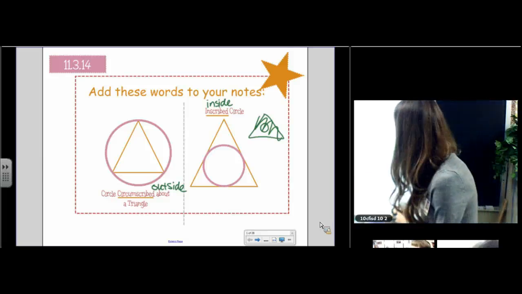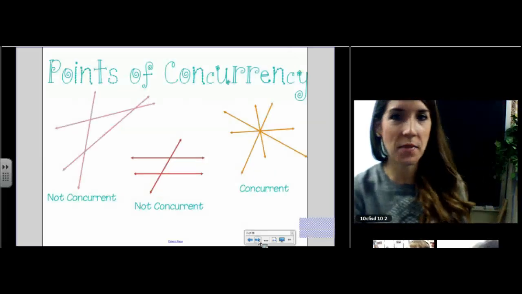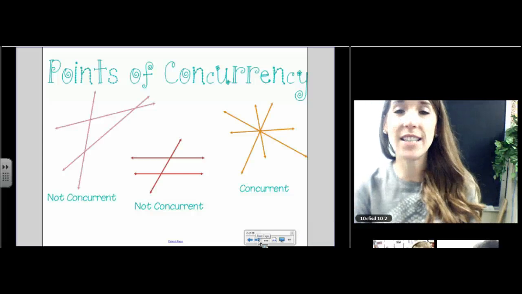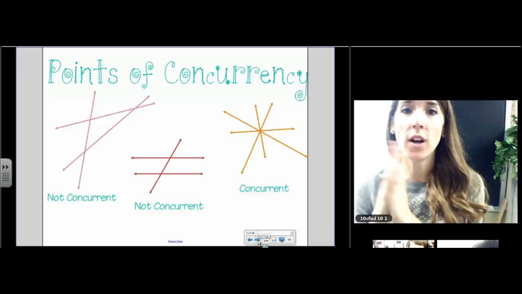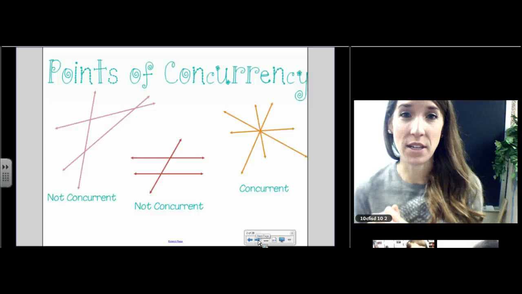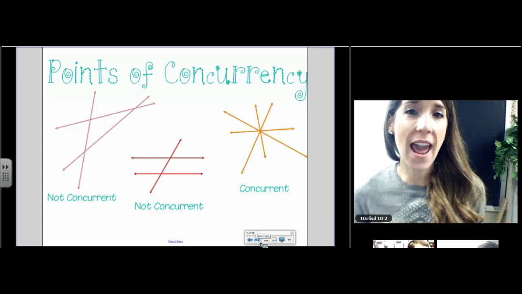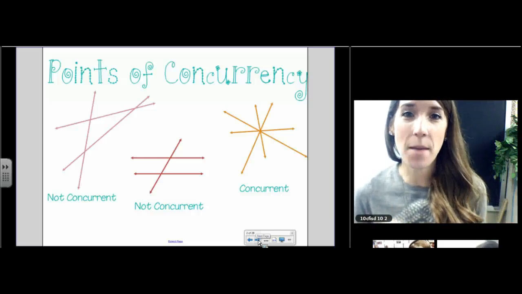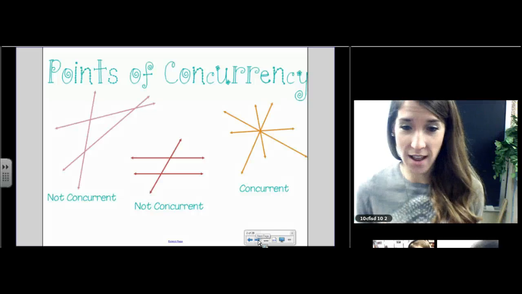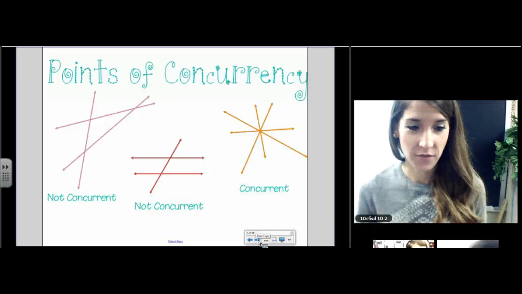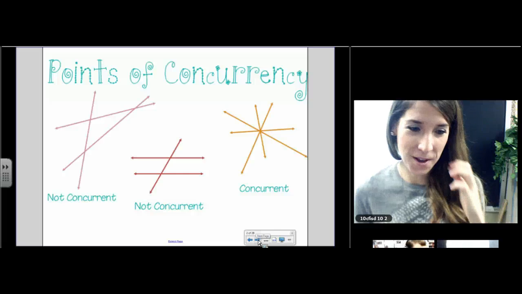So today we're doing something really different, something kind of weird. We're just setting the stage for your points of concurrency assessment. So we're going to spend a whole day practicing folding patty paper. That's what we're doing today. We're going to fold. Okay?